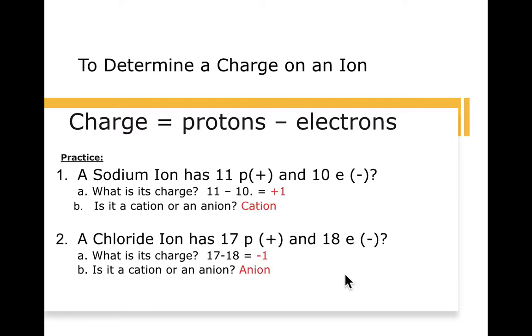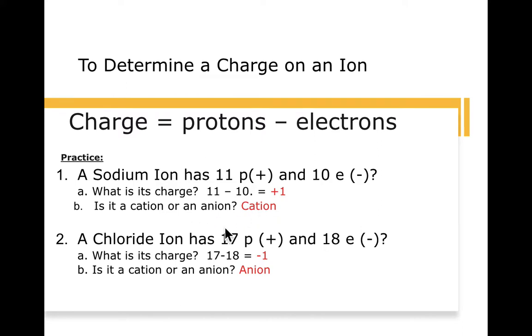Okay, so here is the key. A sodium ion has 11 protons, which are positive, and 10 electrons, which are negative. So if we use this formula to add together all the charges, 11 positives and 10 negatives, which is like subtracting, we get 11 minus 10, so the charge is positive 1. And notice we do put the symbol and we do put the number. Is it a cation or anion? Well, since it's positive, has more protons than electrons, it's a cation.